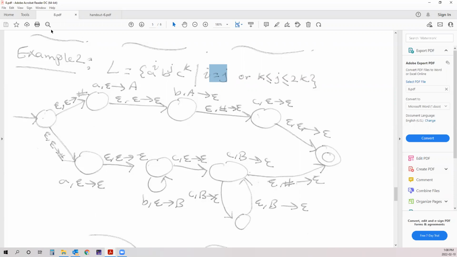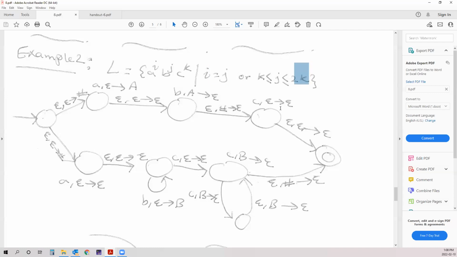The second branch here is about this condition. Then we read a with epsilon. We don't push anything to the stack because I don't care about a's. Once I'm done with a's, I move to start reading b's. And here I have two cases. At minimum, the number of b's should equal the number of c's, at least. Or at maximum, it should reach double the k.